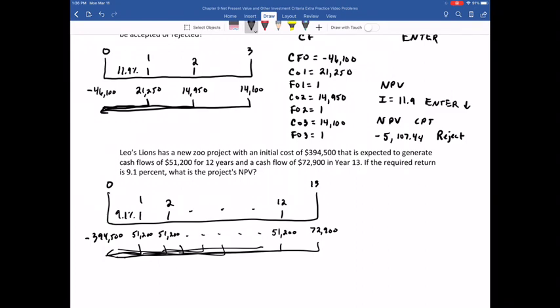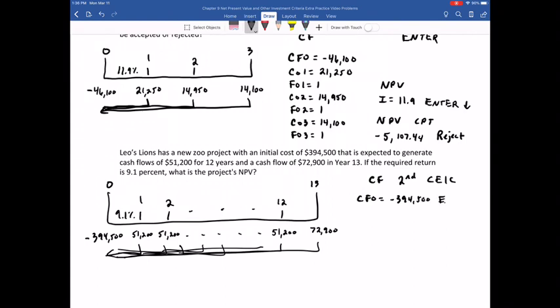So once again, when I hit the CF function, I need to clear everything by hitting second and then clear work, which is the bottom left-hand corner button on your calculator. So then my cash flow function or my cash flow registry is cleared. CF0 represents the cash flow in time period 0. In this case, it is $394,500.